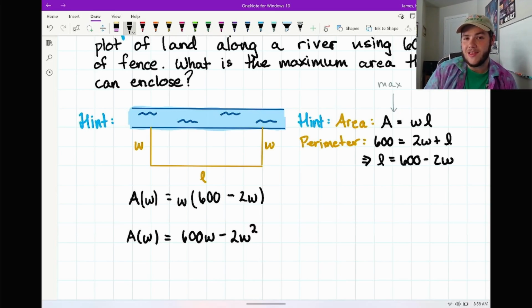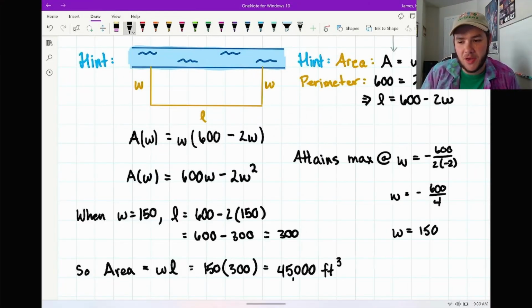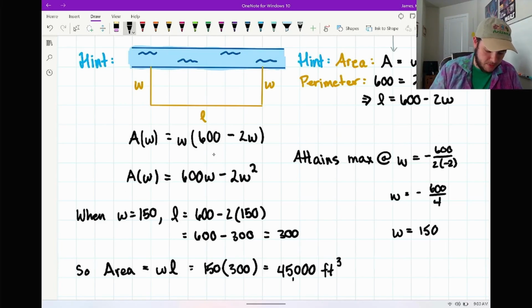So you can see that the area of this plot is actually modeled by a quadratic equation. Go ahead and pause the video here to see if you can finish finding the maximum. I found that the maximum area was 45,000 cubic feet. The way that I found that, of course, being, we have a formula for when the maximum of a quadratic equation occurs. And that maximum occurs at 150 feet for W.